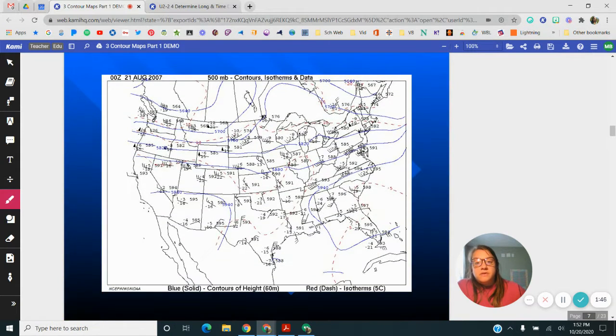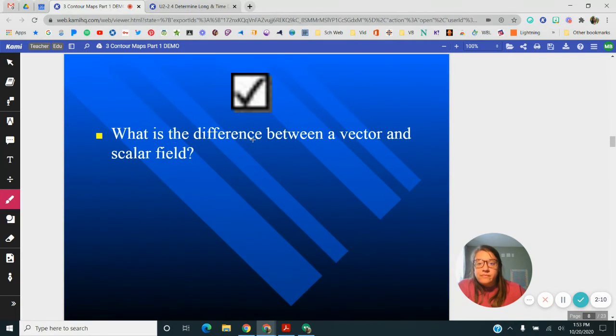In this map, you can see these little flags, or sticks coming off of them. Those actually show the wind direction, and each one of these is a weather station. It's showing temperature and pressure and wind speed, all of that stuff. So these are vectors. It's showing magnitude and direction. That's the difference between vector and scalar: scalar is for magnitude, vector is for magnitude and direction.